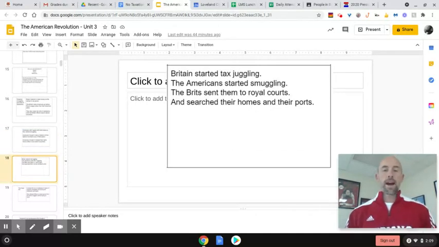Britain started tax juggling. The Americans started smuggling. The Brits sent them to royal courts and searched their homes and their ports. I hope your poem is even better than that awesome one.